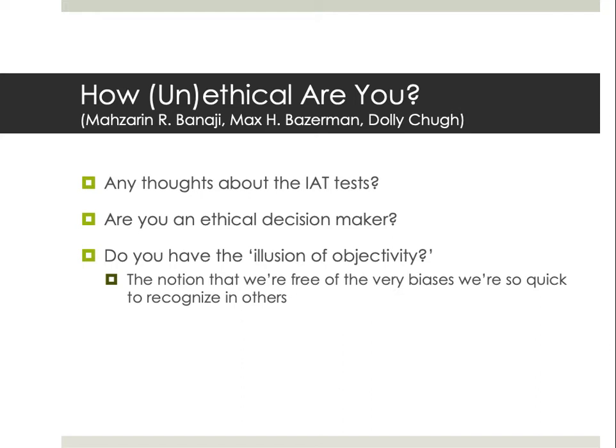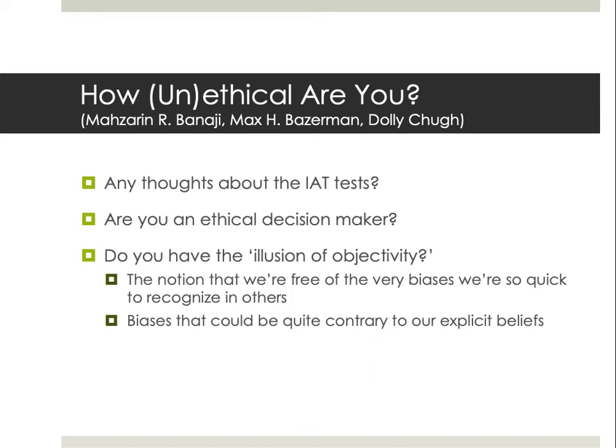Let me repeat that. The illusion of objectivity is the notion that we're free of the very biases we're so quick to recognize in others. These biases could be very much against what you really believe, what you will speak from the mountaintops, what you will tell people that you are. But you may still do them. You may still do something that goes against your fundamental value system, because you may have the illusion of objectivity. You believe something, yet you still act in a way that goes contrary to that belief system. We're going to explore some of that today.